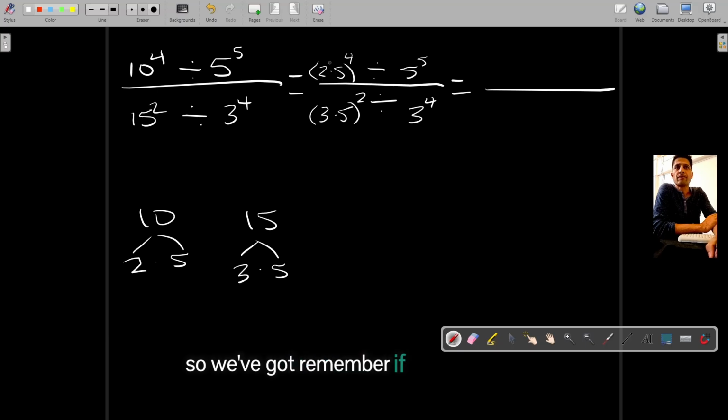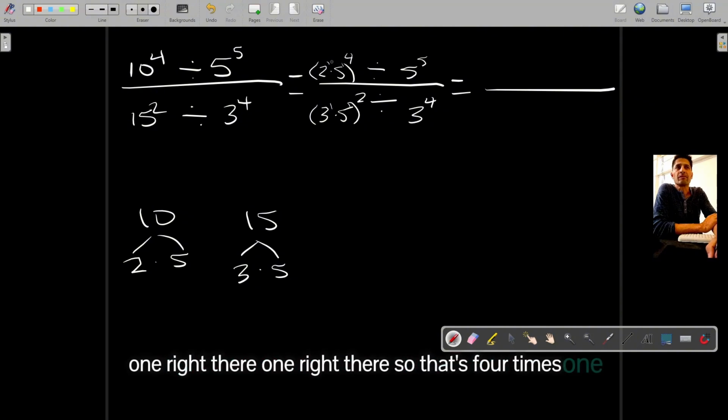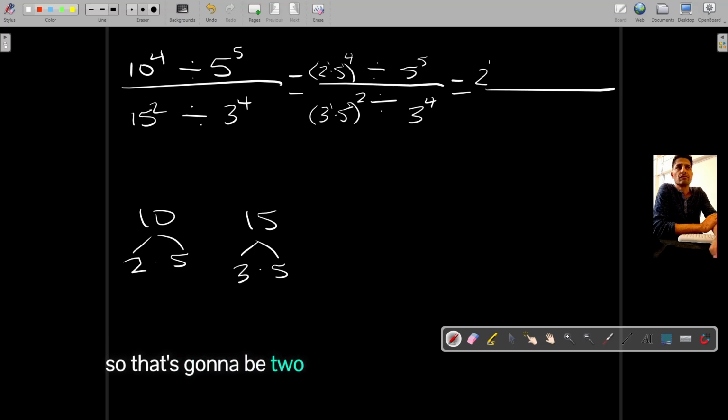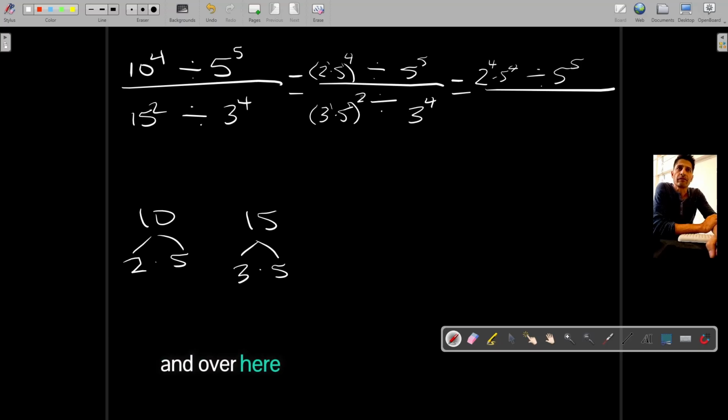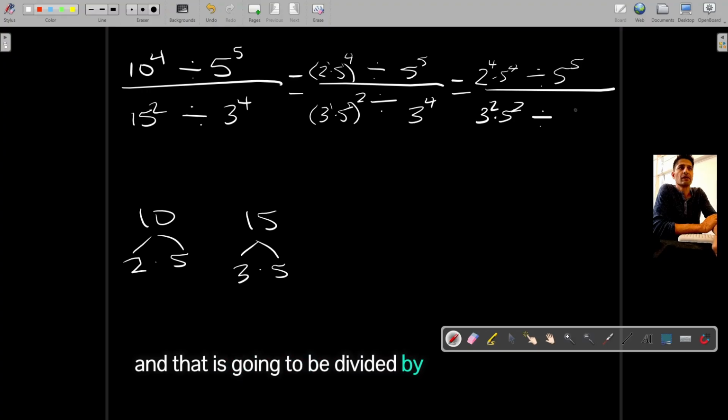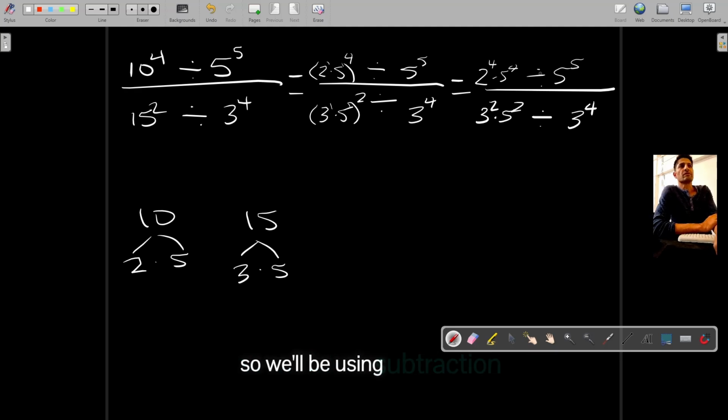Remember, if you don't see it, there is a 1 right there, 1 right there, 1 right there, 1 right there. So that's 4 times 1. So that's going to be 2 to the 4th times 5 to the 4th divided by 5 to the 5th. And over here, we're going to have 2 times 1. That's going to be 3 squared times 5 squared, and that is going to be divided by 3 to the 4th.